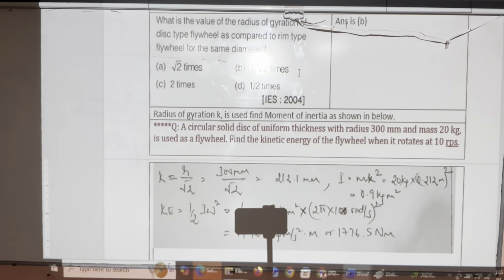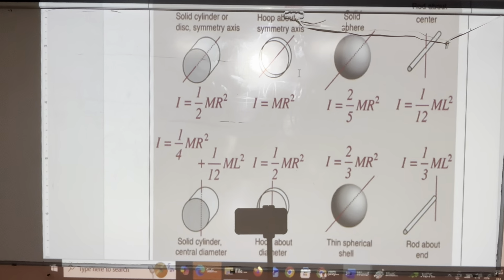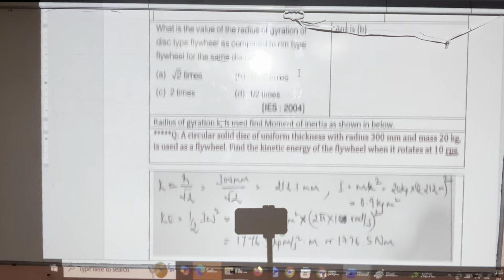Is anybody writing any other PSU examinations here? Anybody preparing for that? No one. Very rich people here.